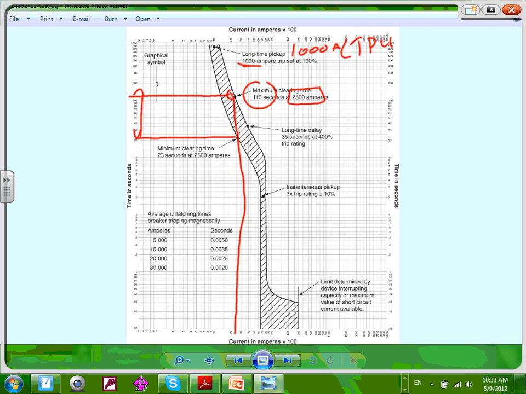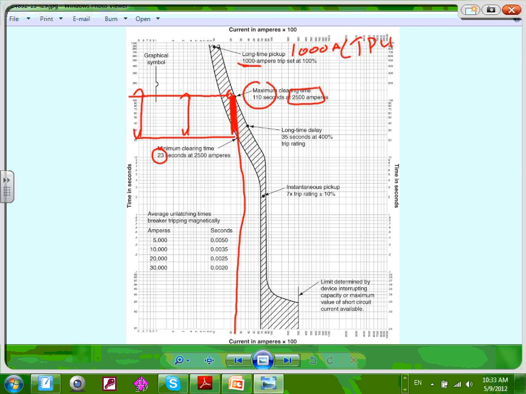So what they're saying, guys, is minimum clearing time is 23, and this one is maximum clearing time, 110 seconds, and the amount in between them is the time between when the circuit breaker senses that there's a short circuit and when it completely opens. See that little time here, confusing all the time. This little time here is the time that we think the circuit breaker opened, since there's a short circuit.